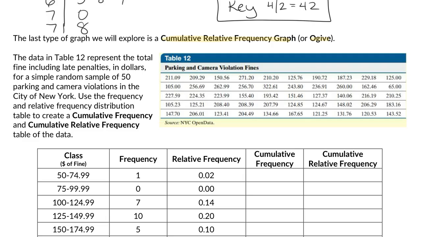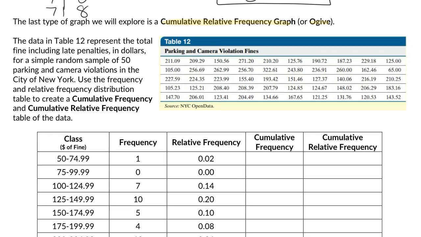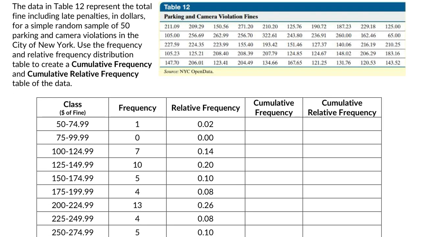So the data in table 12 represent the total fine, including late penalties in dollars for a simple random sample of 50 parking and camera violations in the city of New York. You're going to use the frequency and relative frequency distribution table to create a cumulative frequency and a cumulative relative frequency table of the data.